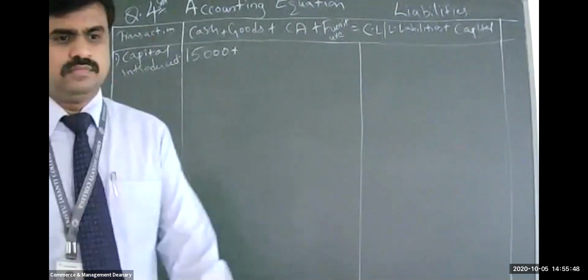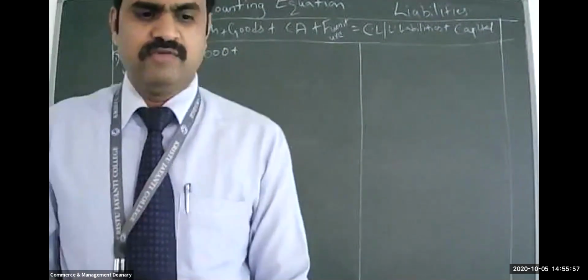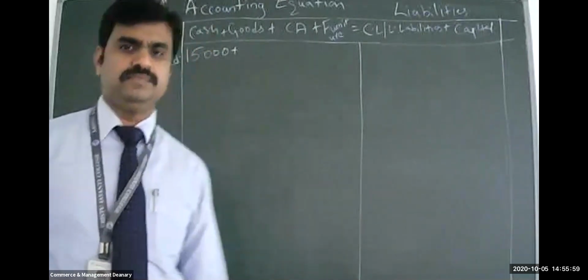And who is giving cash? Mohan. We come to know by the transaction that Mohan is the proprietor giving 15,000. So where do you write 15,000? Under capital. Now write the beginning equation.